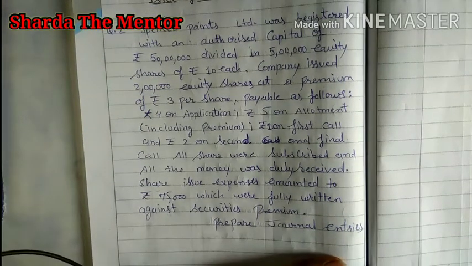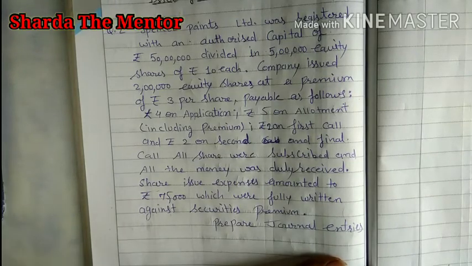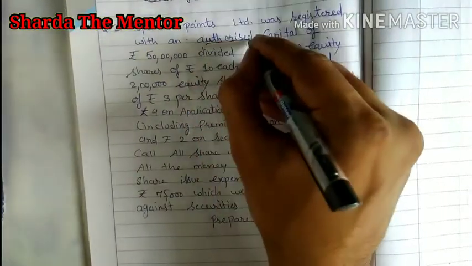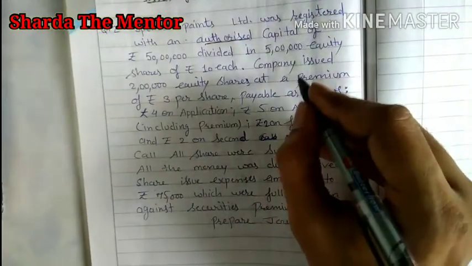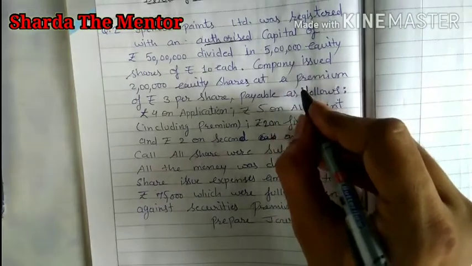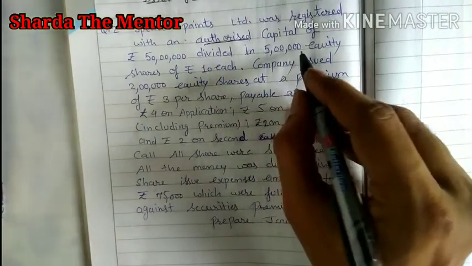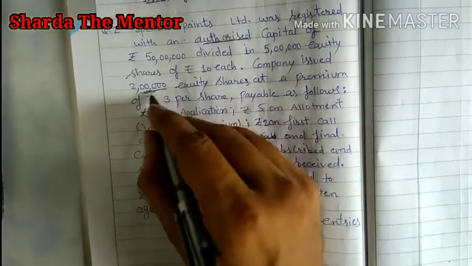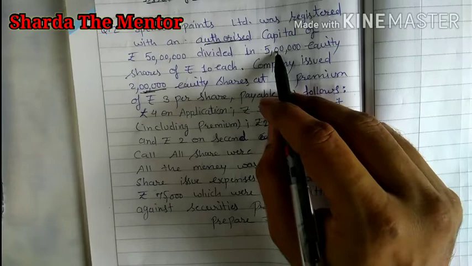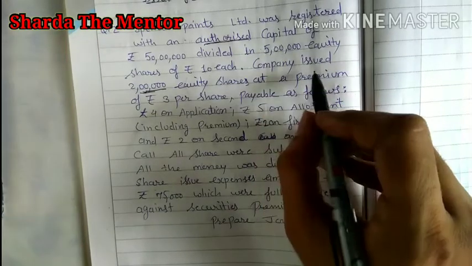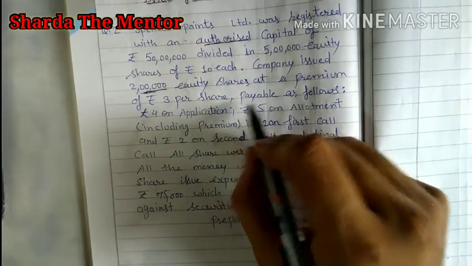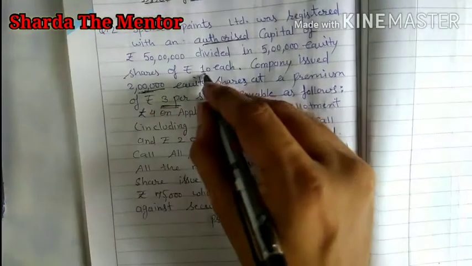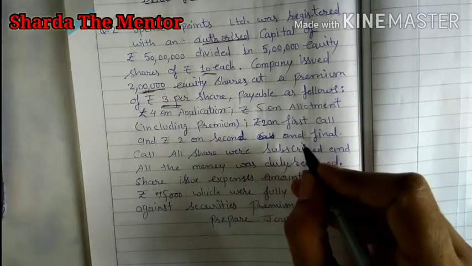So on your screen you can see the question: Spencer Pen Limited was registered with authorized capital. I already told you in my previous video what authorized capital means. Out of that total amount, the 5 lakh equity shares of 10 each, the company issued 2 lakh equity shares. So the company has 5 lakh equity shares as authorized capital. Out of that, the company is issuing only 2 lakh equity shares at a premium of 3 rupees per share, and the issue value is 10.